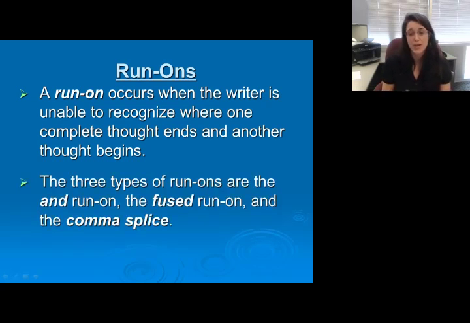Now we have three types of run-ons. We have the and run-on, we have the fuse run-on, and we have the comma splice. Now you have to understand what each of these run-ons looks like because you have to be able to fix each of them appropriately. We will talk briefly today about how to fix them, but the lectures on coordination and subordination available to you will also answer these questions more specifically as to how to fix each of these sentences.